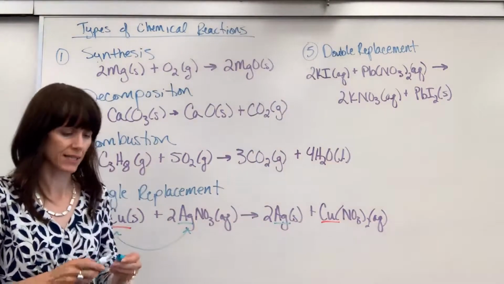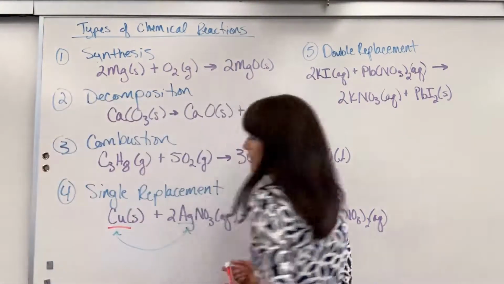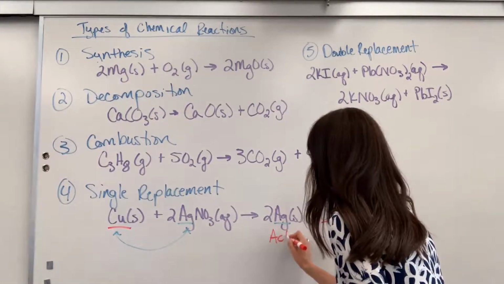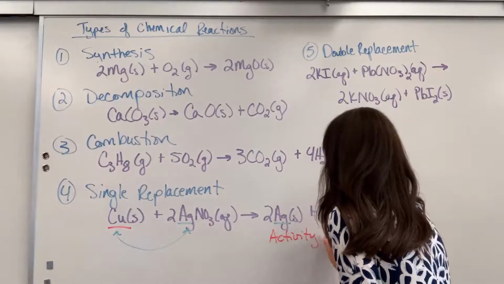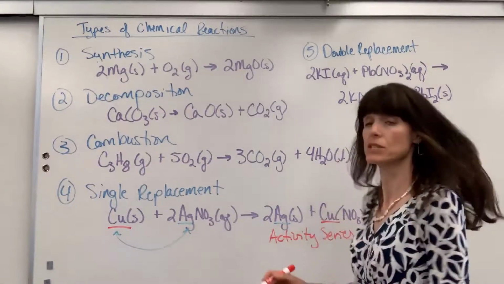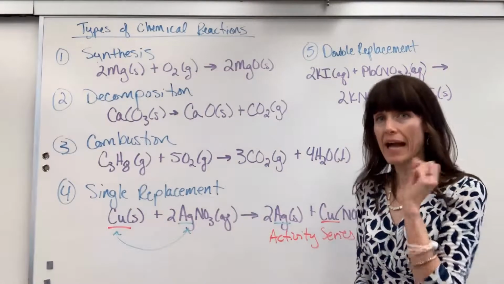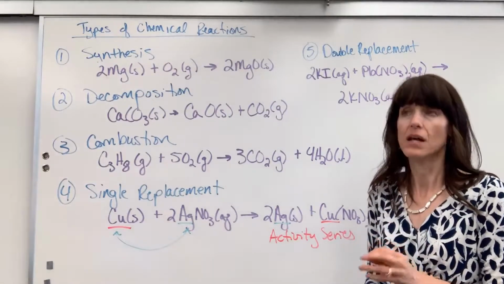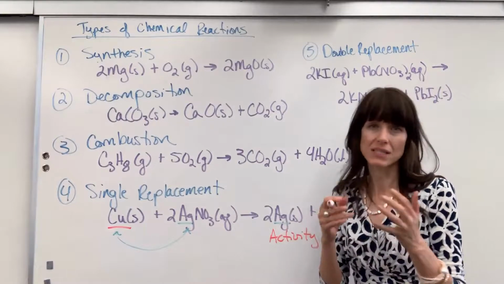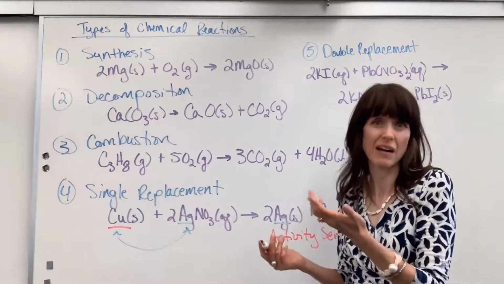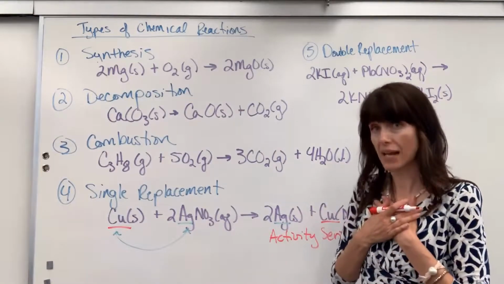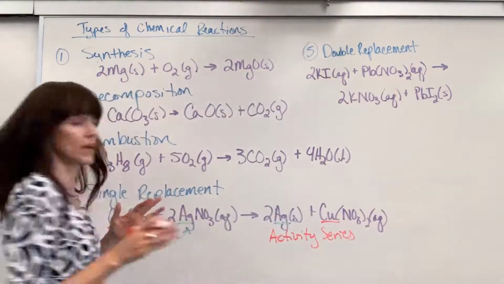Now to predict this, there is something called an activity series. And here's what you need to know. The most reactive metal will replace the least reactive metal. And on the activity series, it will indicate one way or another, sometimes just with an arrow, which side is the most reactive. If I were looking at an activity series, this is what I would observe.